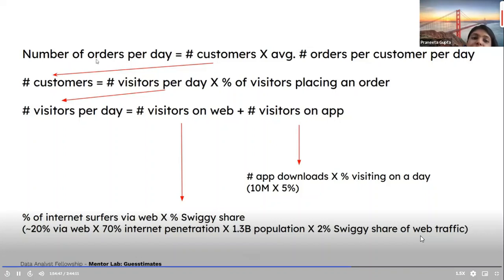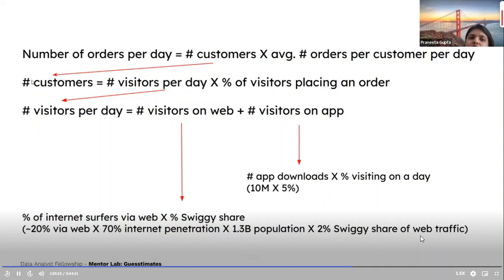Right? Now, first I have to find the number of customers. Number of customers will be visits per day into percentage of visitors placing an order. Then I have to find the visitors per day. That will be visitors on app plus visitors on the web. Here again, we will anyway have to take the internet penetration, and then population comes into the picture, and then how much will be Swiggy's share, etc.